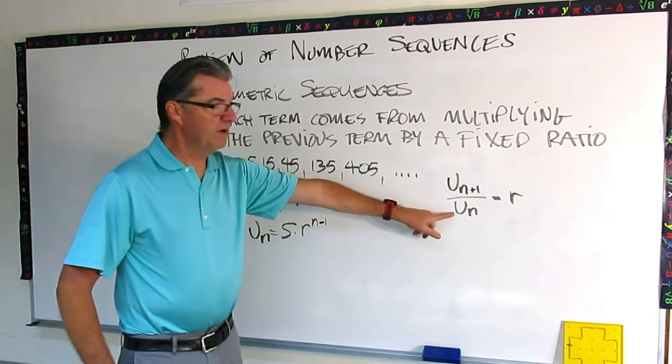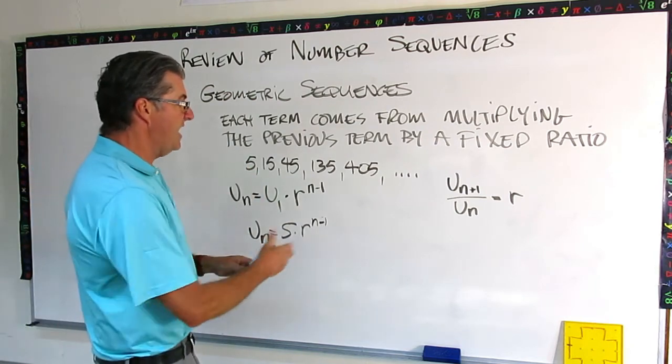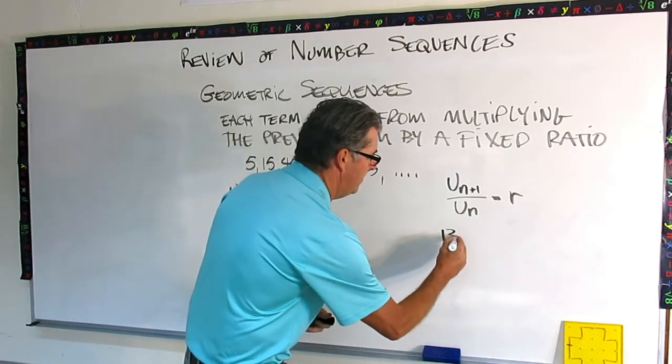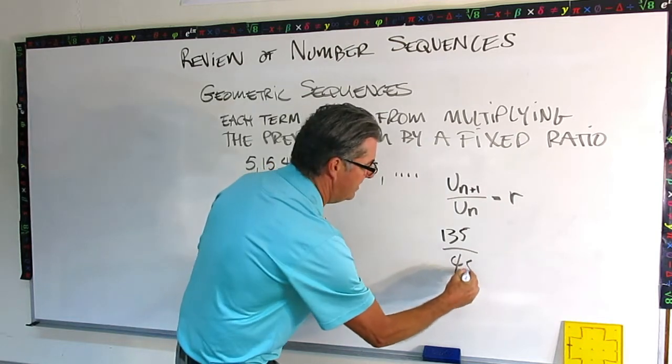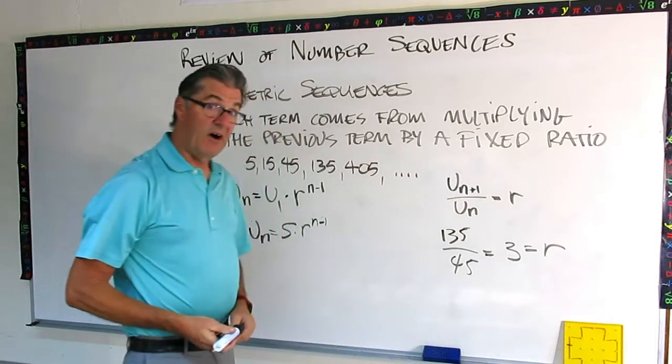Now let's take a look at this one. Let's say we don't know what r is, or it's a little complicated, hard to see what r is. We just pick any term. Let's pick 135, and then divide it by the term before it. That's 45. And when you do that, you're going to find out that that's 3, and that's r.